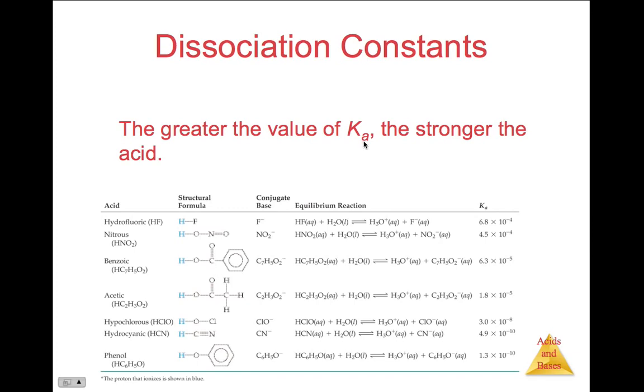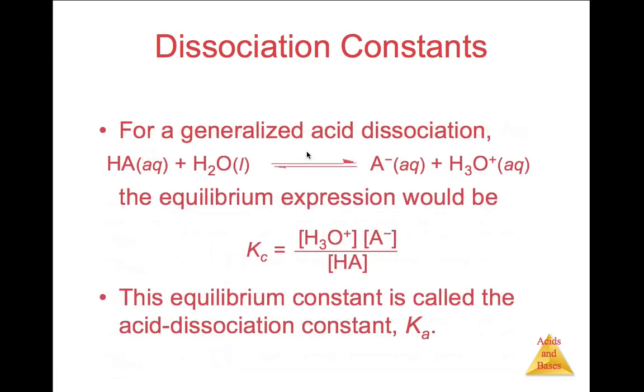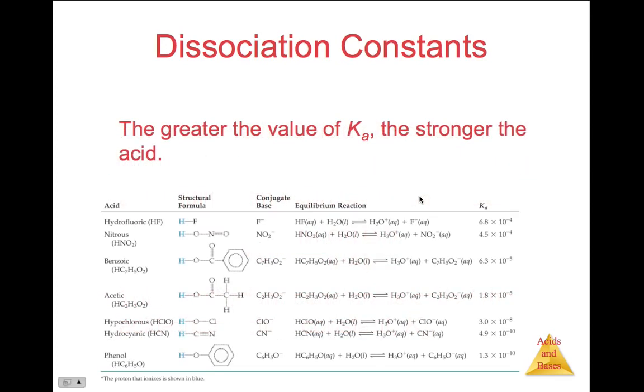The greater the value of Ka, the stronger the acid. Because if you look back at this slide, what's on the top of the equilibrium constant? Well, the products right here. If you have a lot of products, you'll have a high number for the equilibrium constant, and therefore we consider it to have lots of ions when it dissolves. So you can see hydrofluoric acid, not a super strong acid, 6 times 10 to the negative 4th, whereas phenol is a very, very weak acid, 1.3 times 10 to the negative 10th.